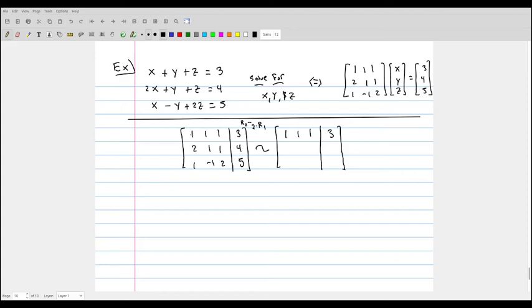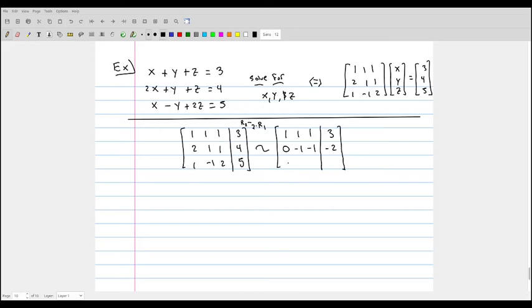2 times 1 is 2. 2 minus 2 is 0. 2 times 1 is 2. 1 minus 2 is negative 1. 2 times 1 is 2. 1 minus 2 is negative 1. 2 times 3 is 6. 4 minus 6 is negative 2.